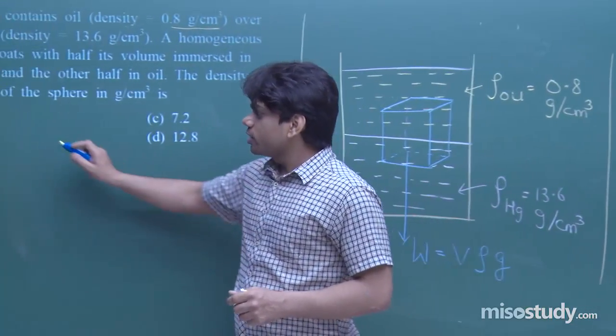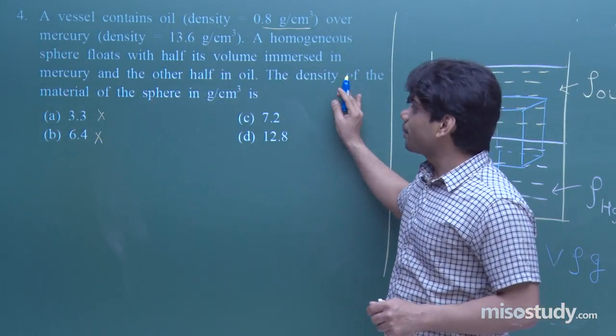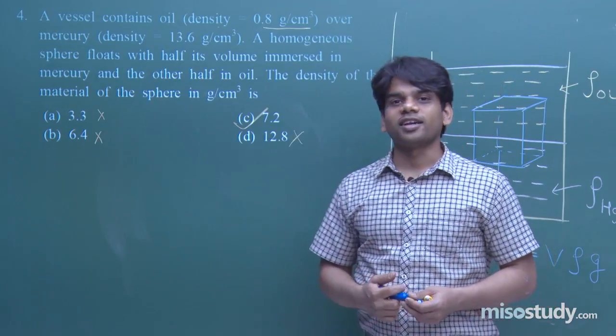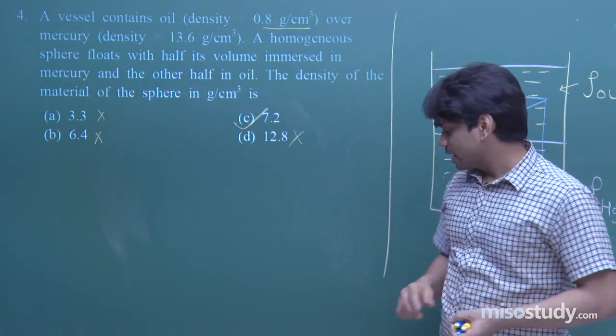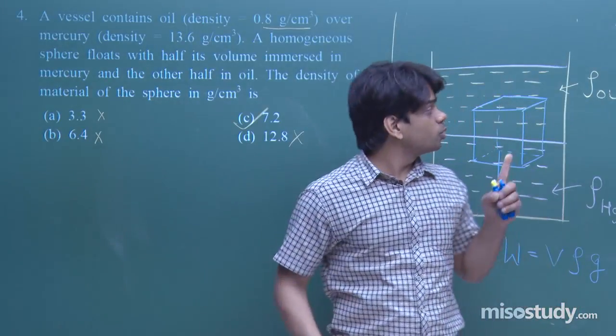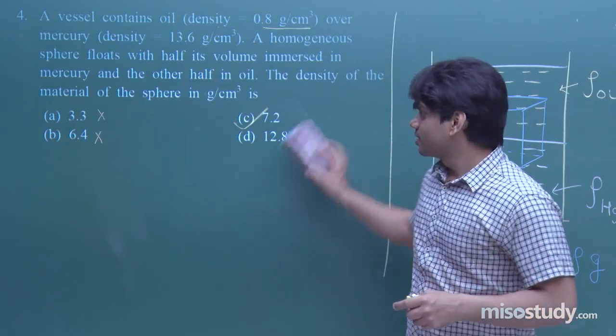So A is 3.3, incorrect. B is 6.4, incorrect. C is 7.2 gram per cubic centimeter, yes, that's the correct answer. D, 12.8, that's incorrect. Hope that's clear to you all how to solve such kind of question. Remember, the upthrust will be due to both the liquids, not only due to mercury, it will also be due to oil in this case.